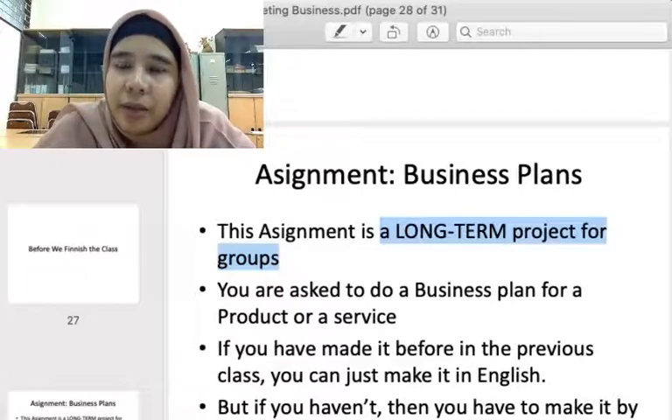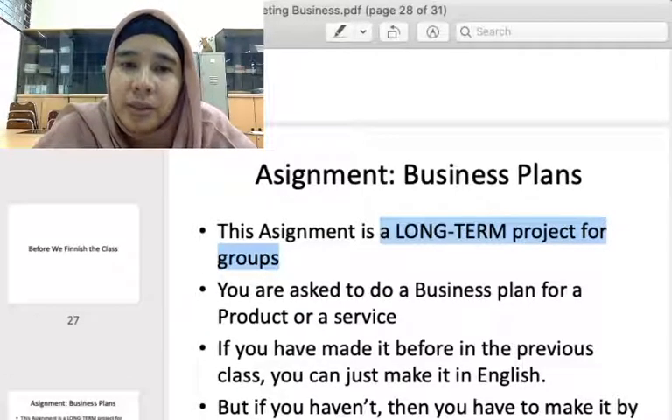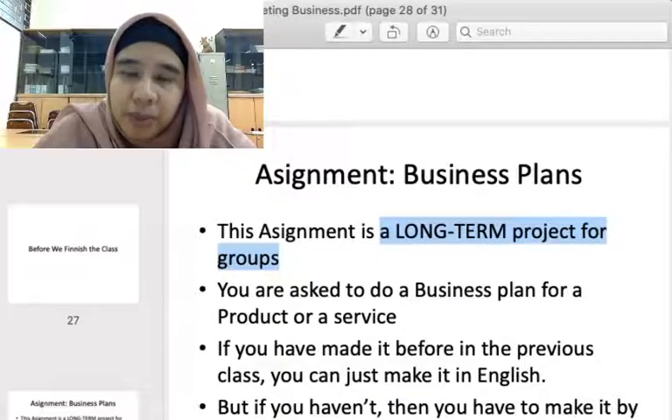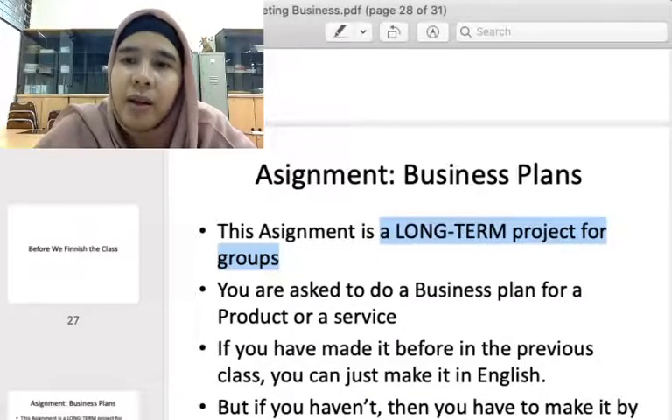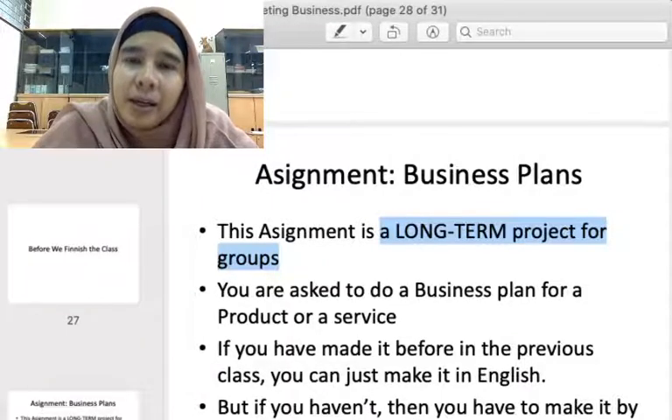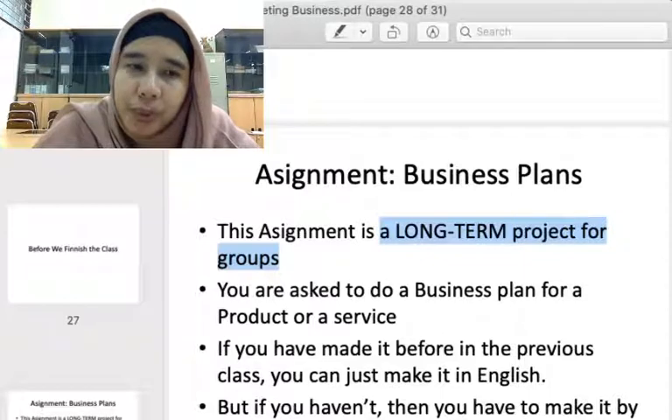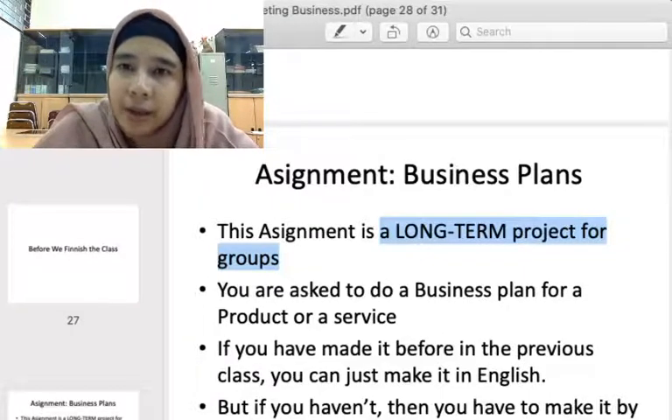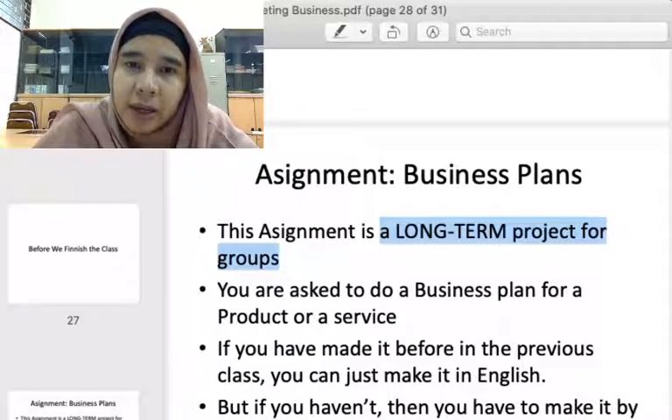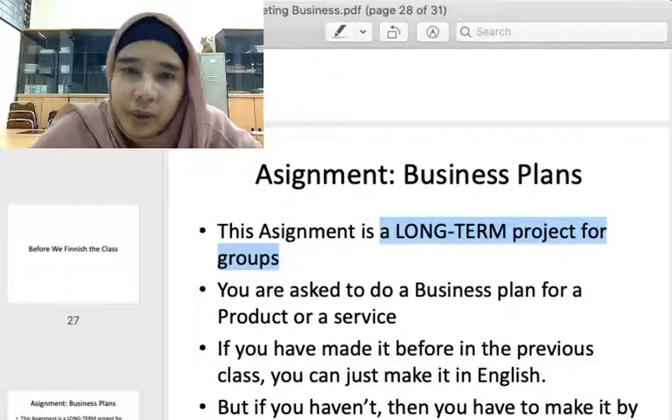Because this is a group project, make sure you form your own group first. Then discuss together with your friends what kind of business you would like to have. If you already have a business plan from KWU, basic KWU or advanced KWU, or another subject, and you want to make it into English, yes you can.